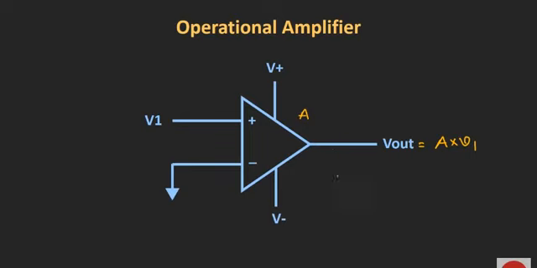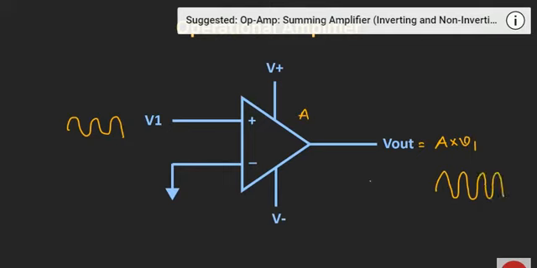The reason it is known as the open loop gain is that it is the gain of the operational amplifier when there is no feedback from the output to the input side. Suppose you apply a sinusoidal signal here, then at the output that sinusoidal signal gets multiplied by this gain factor, and you get an amplified sinusoidal signal. Here the phase of the output voltage will be the same as the input voltage.